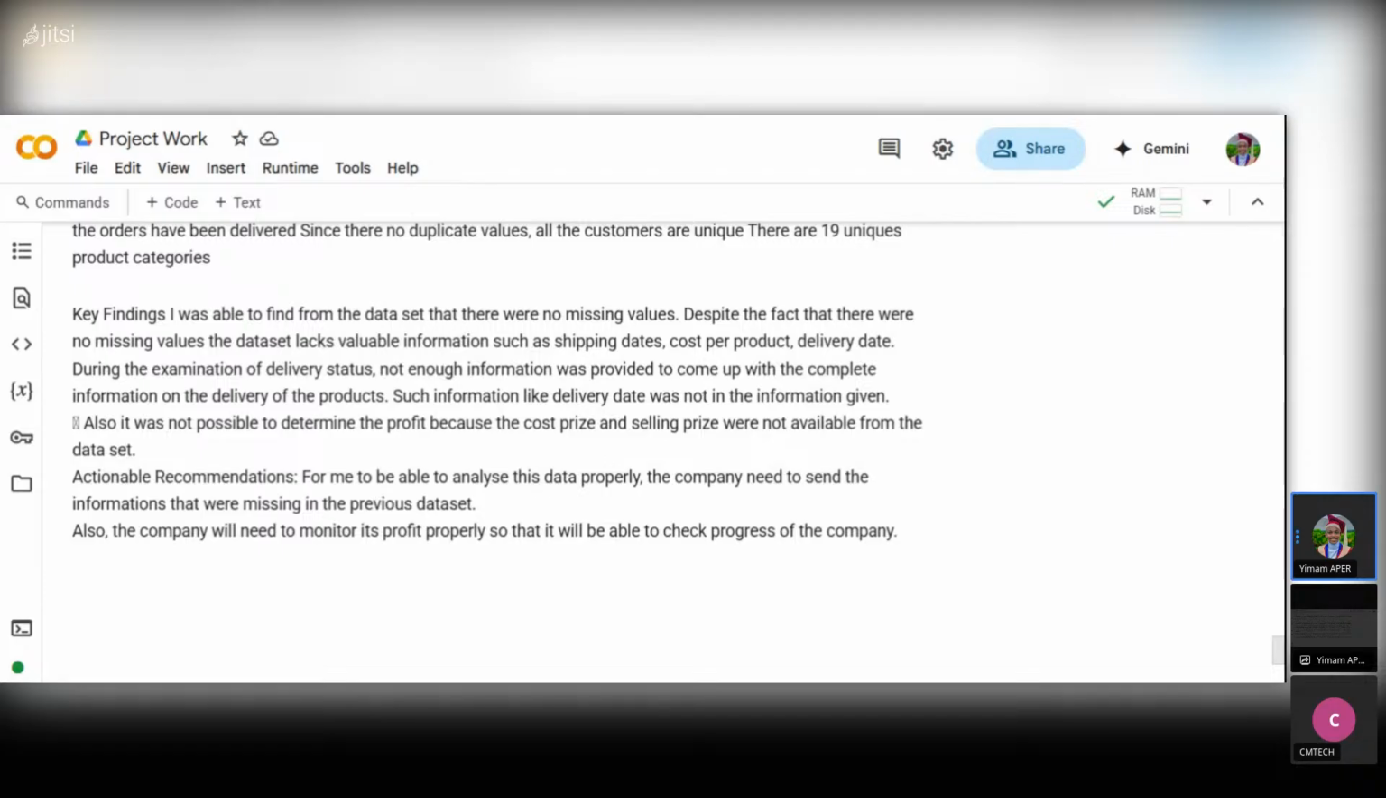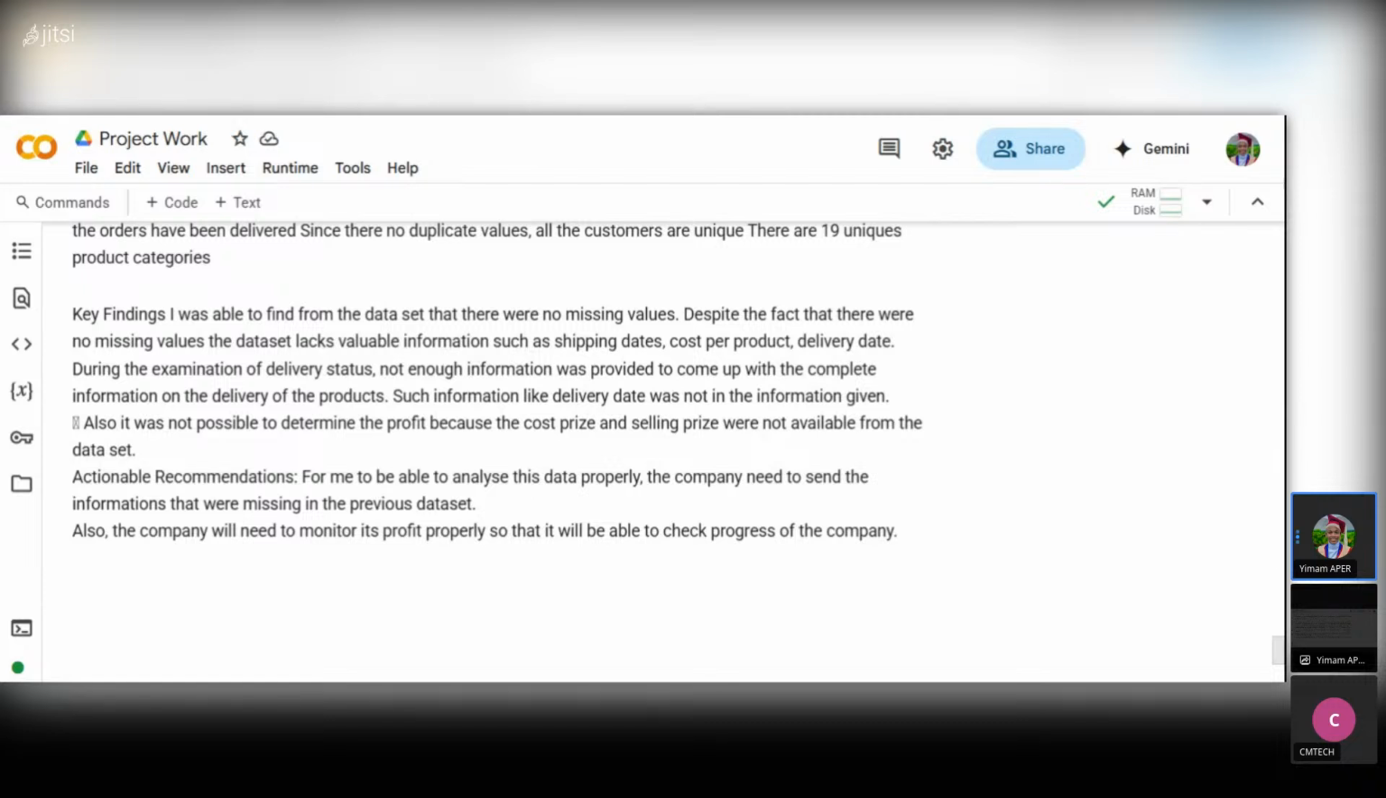Then during the examination of the delivery status, not enough information was provided to come out with the complete information on the delivery of the product. So when they requested the shipping method, that's the method of delivery, or to find out if the goods were delivered or pending, the information that we had was not enough for us to ascertain that. Such information like delivery date was not in the information given. Also, it was not possible to determine the profit because the cost price and selling price were not available from the data set.